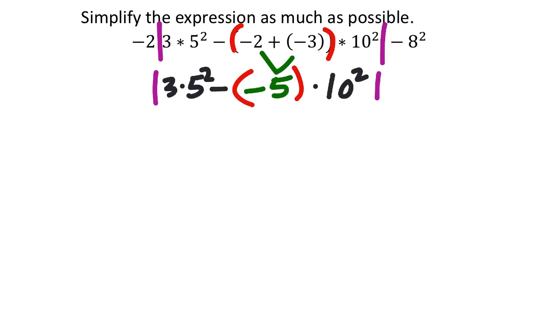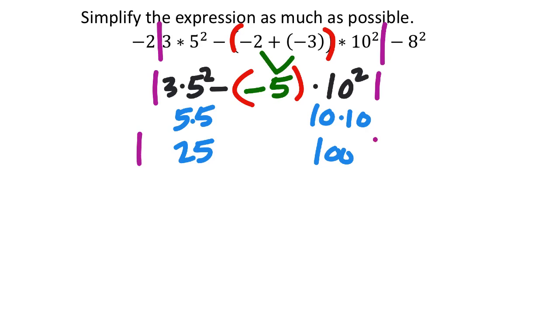Now we're going to look for any other set of parentheses. There are none, so straight to exponents, right? I'm going to start with the one farthest to the left, 5 to the power of 2. 5 times 5 is 25. Then 10 to the power of 2. 10 times 10, which is 100. So again, I'm just going to rewrite what we've evaluated. So absolute value of 3 times 25 minus this -5 here times 100. So that's the exponents.